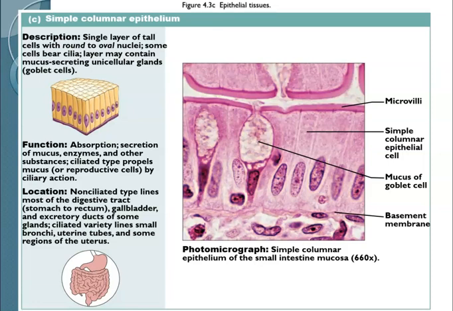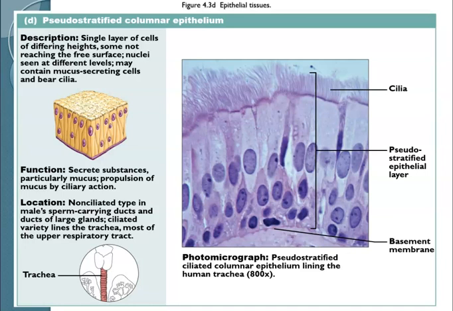So they are found in our respiratory tract, the lower respiratory tract, small bronchi. Those are two good places. Another one with cilia is the fallopian tubes, where they move the ovum, the egg.